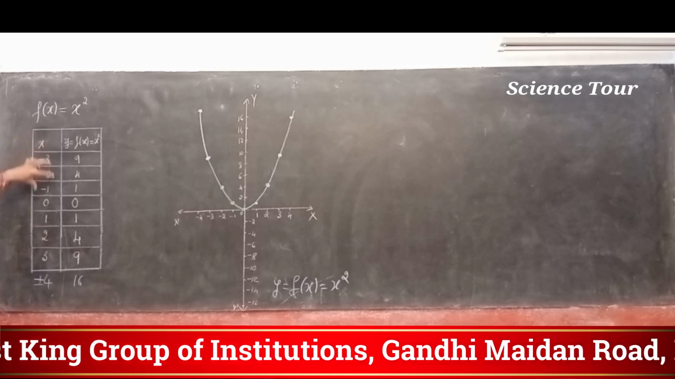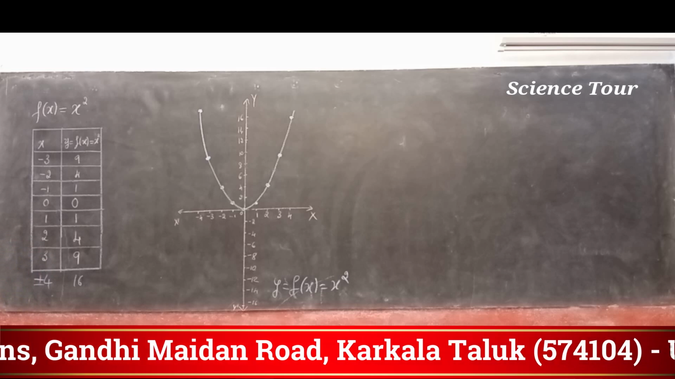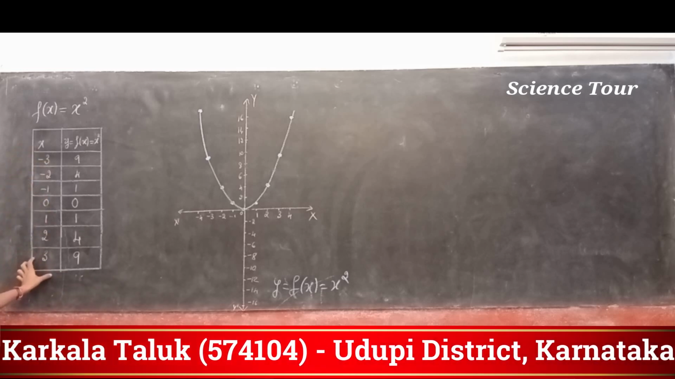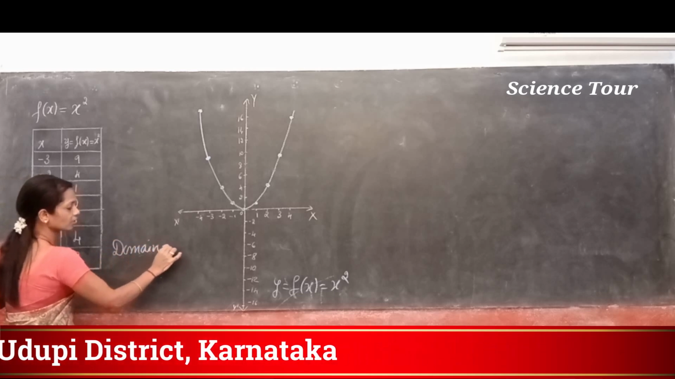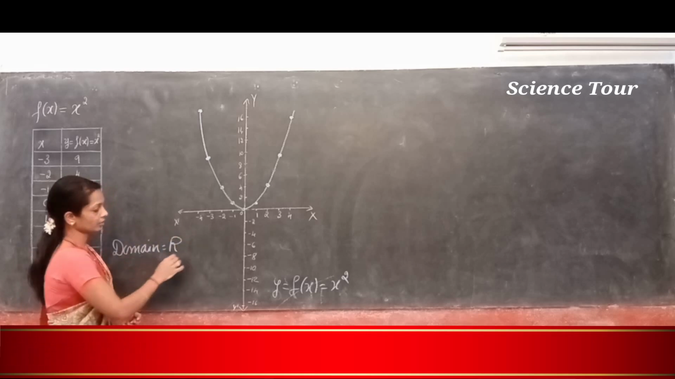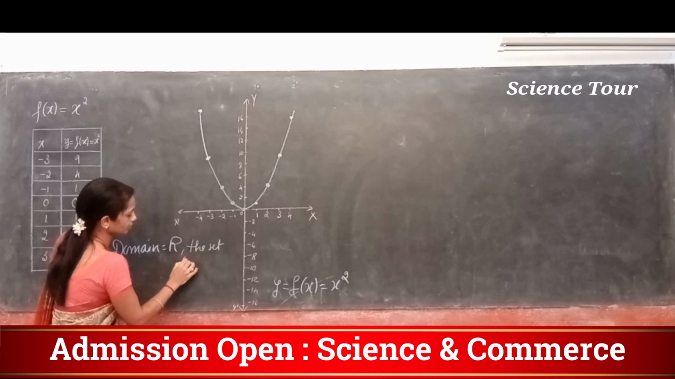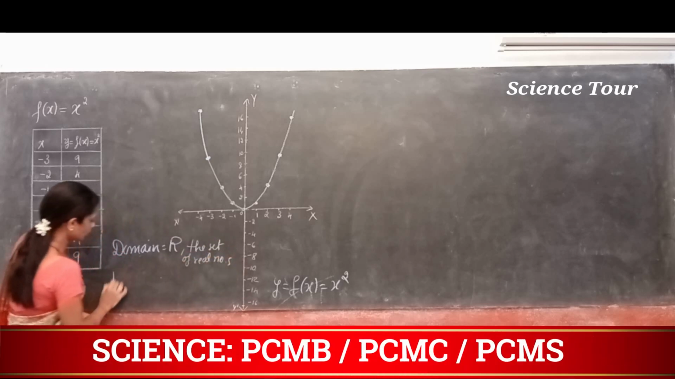Here I already said that you can take any real numbers in the x column. So in the x column what you have? You have all real numbers. So what is the domain? Domain is the set of all real numbers, that is R. The set of real numbers. And what will be the range?